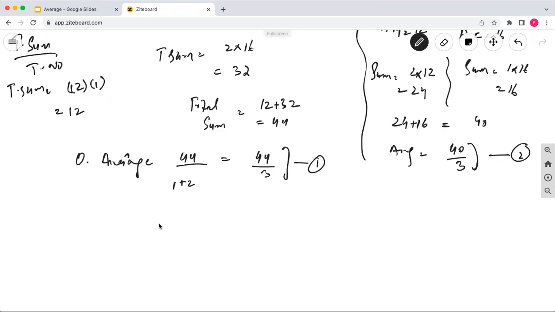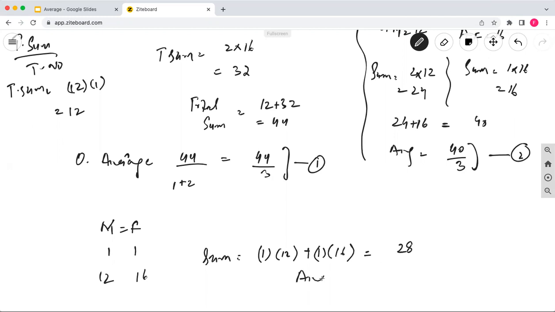And the last scenario is in which I consider that males and females are equal. In that scenario, for example, both are 1, and the average is 12 for this and 16 for this. So the sum will be equal to 1 into 12 plus 1 into 16, that is 28. So the average will be just 28 divided by 2, which is 14. Now, there are 3 scenarios and the averages for all of these are different.